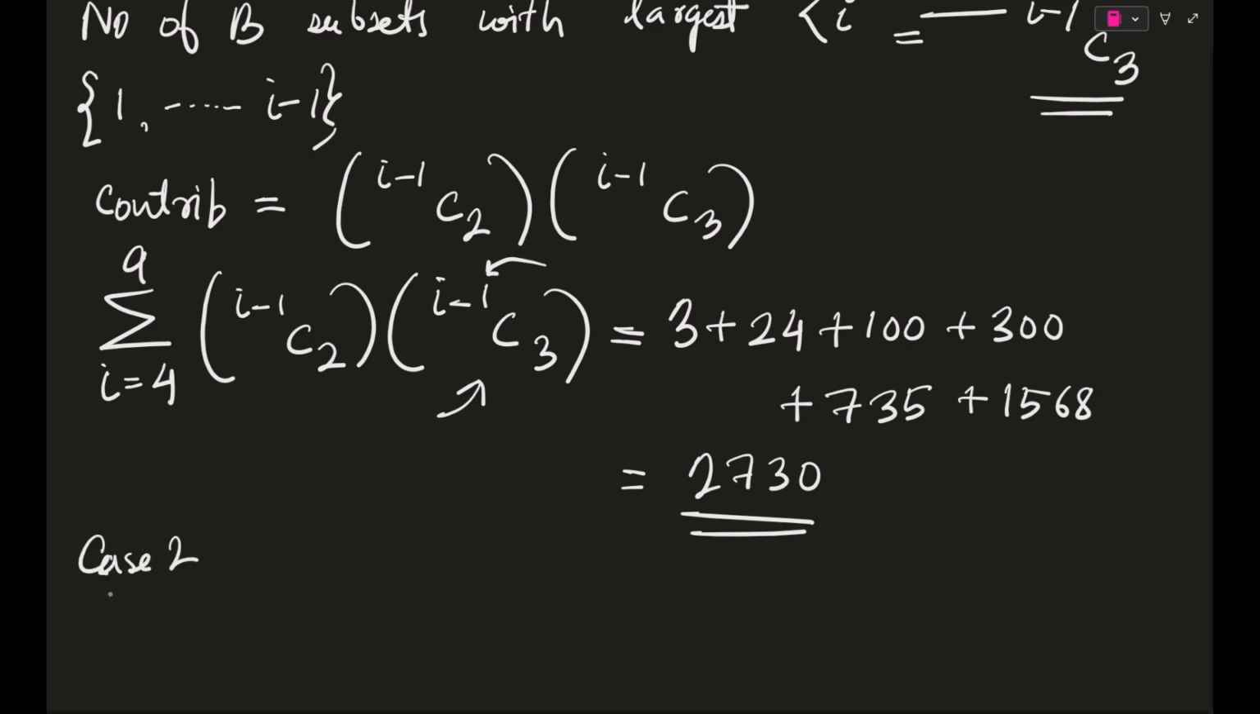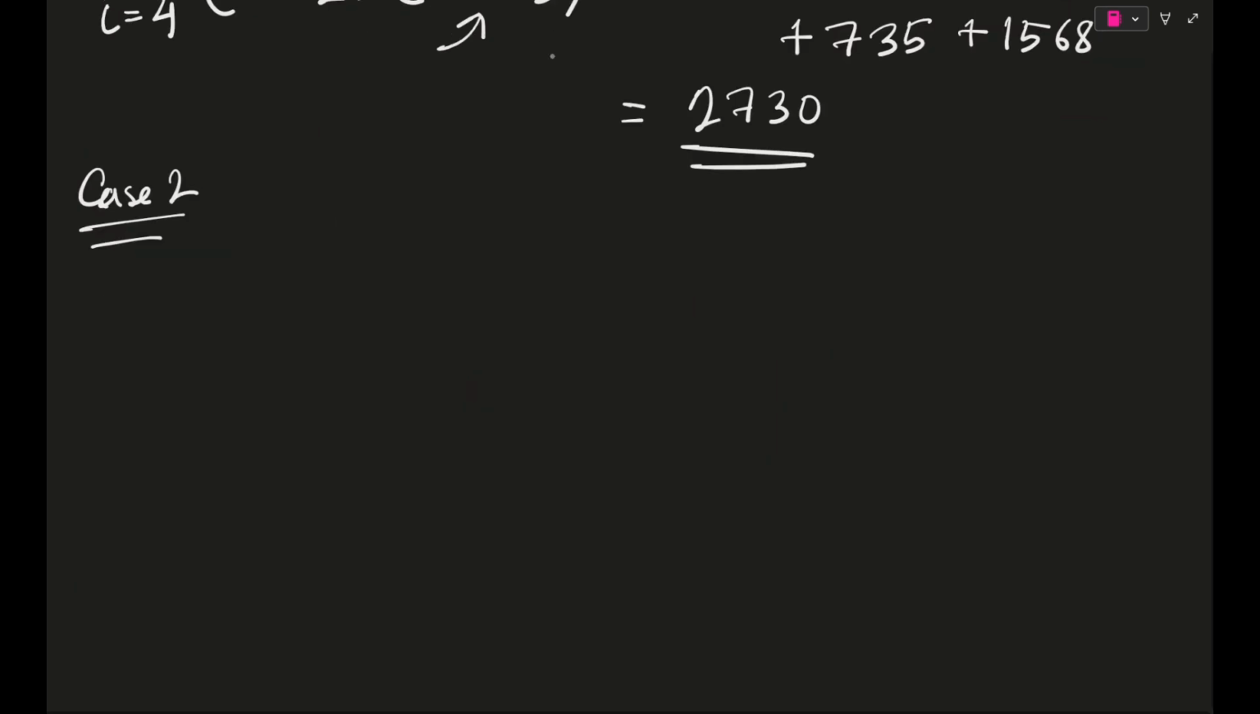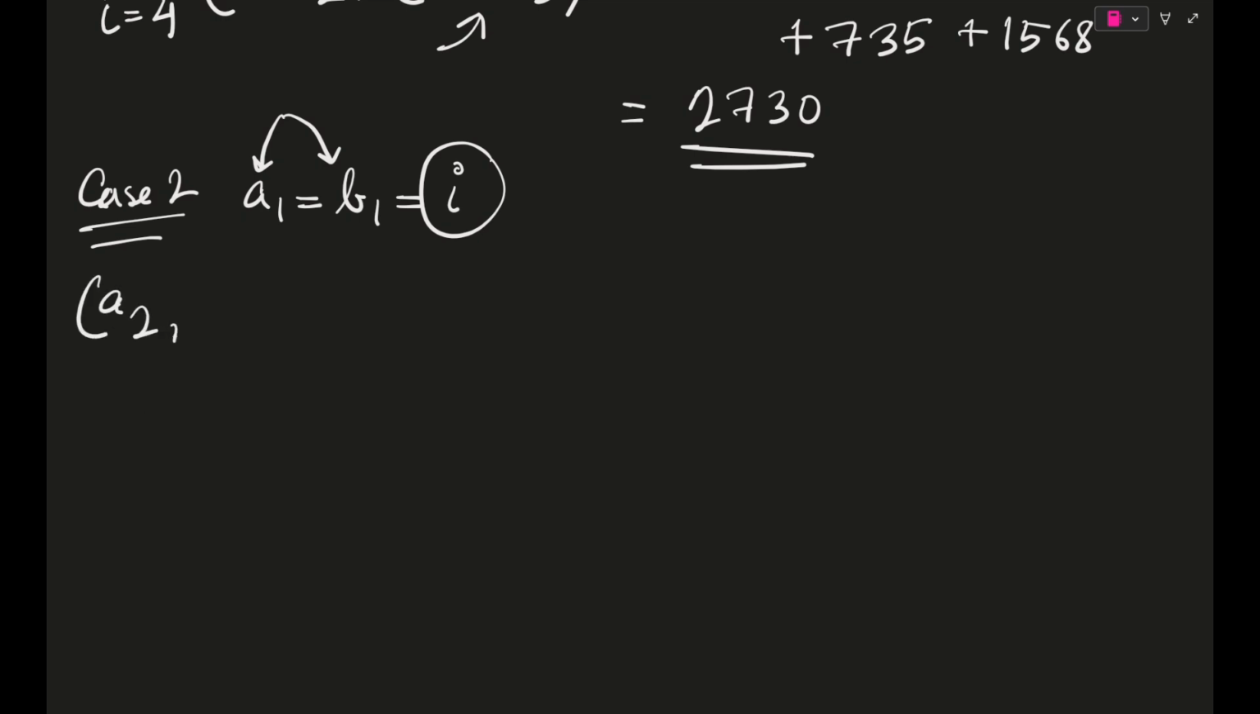In case number 2, here A1 is equal to B1 is equal to I. This is the case I told you before. Basically, we are fixing both A1 and B1 as equal to I. So if we are fixing both, then there are basically 2-digit pairs remaining, A2, A3 and B2, B3. So whatever comparison or selection will be done on the basis of comparison of these two pairs.